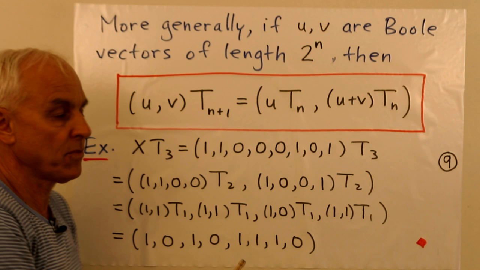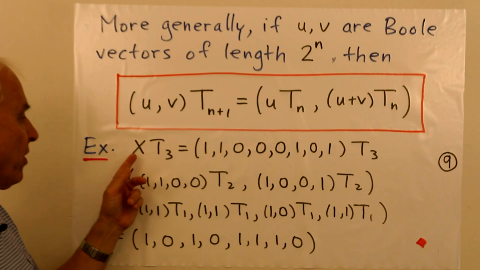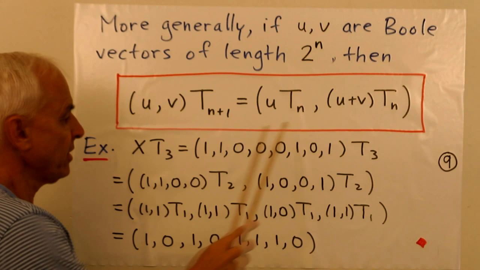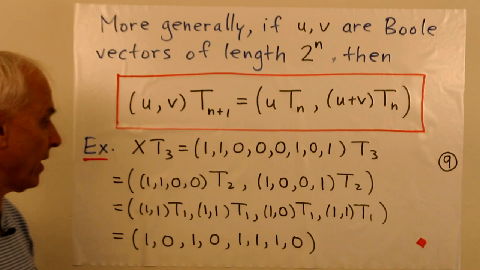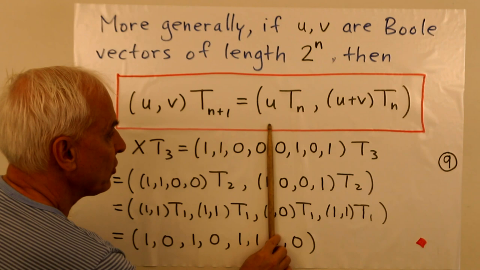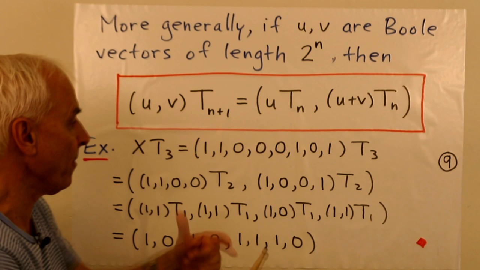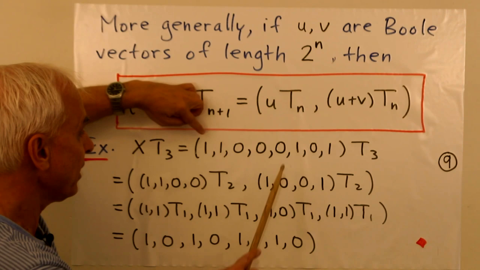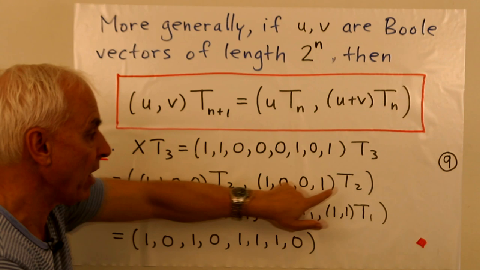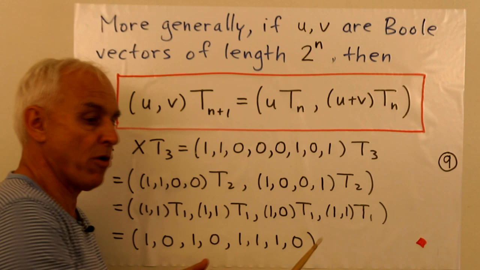Let me illustrate that by going back to our example with x. So x was originally 1, 1, 0, 0, 0, 1, 0, 1. Let's apply T3 to that without actually creating a big matrix. We break this up into two vectors of length 4. There's 1, 1, 0, 0 times T2. And then we take the first vector and the second vector and add them: the vector 1, 1, 0, 0 plus the vector 0, 1, 0, 1 gives 1, 0, 0, 1. Then we apply T2 to that. So we've reduced the Boole-Mobius transform T3 to two separate transforms involving T2.